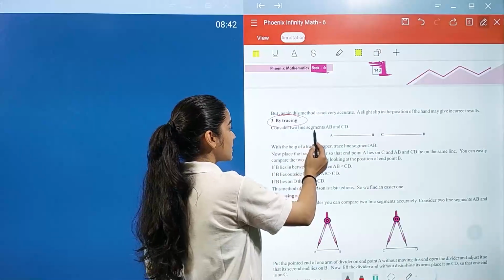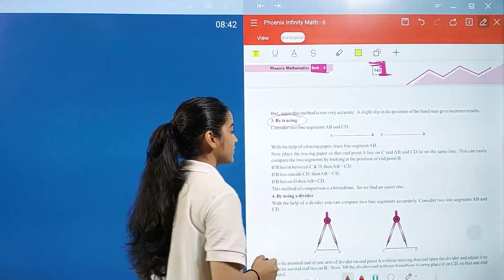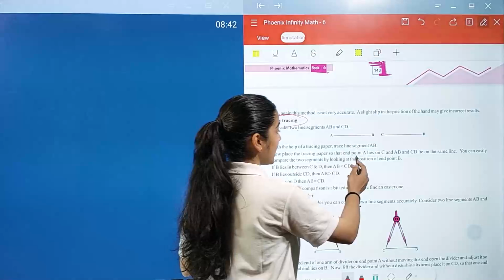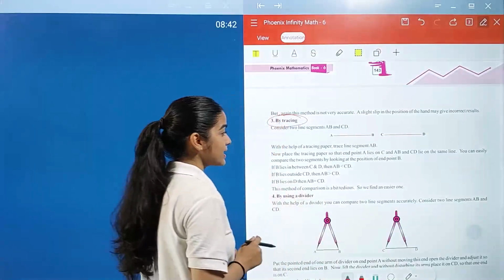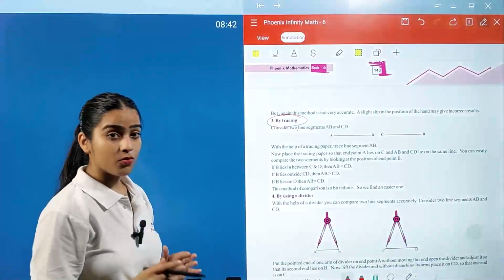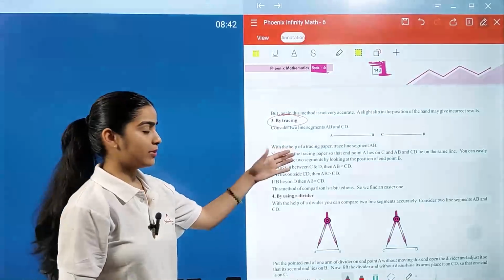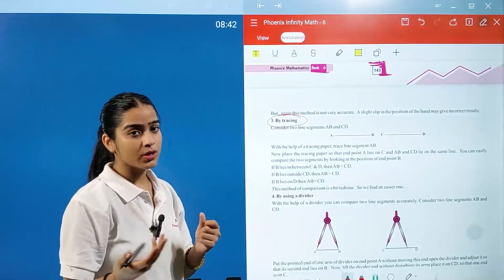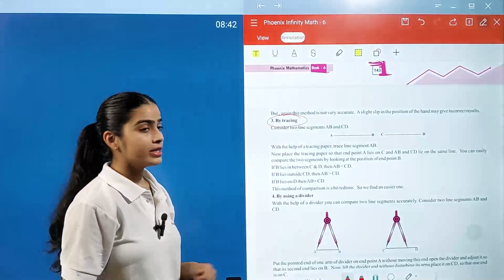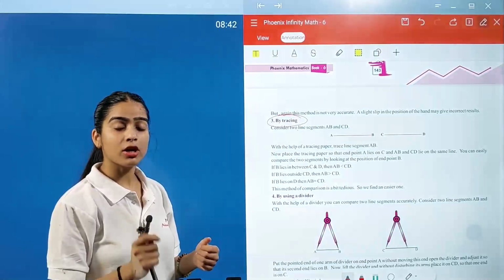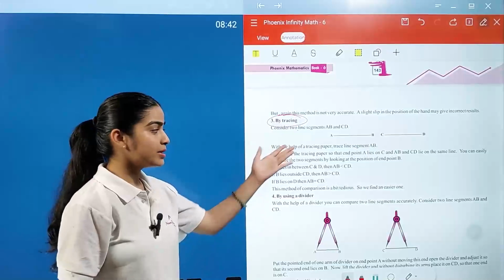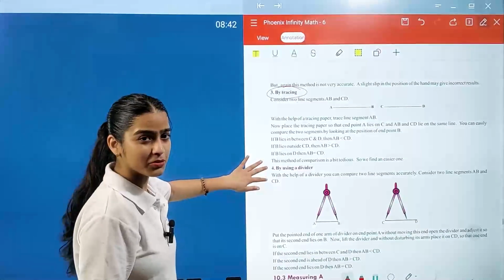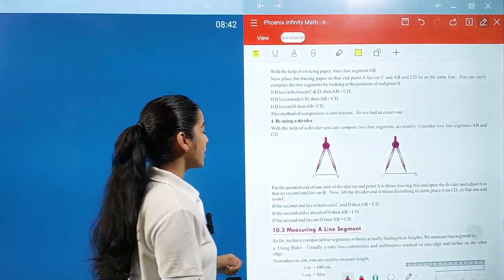Consider two line segments AB and CD. With the help of tracing paper, trace line segment AB. Now place the tracing paper so that end point A lies on C and AB and CD lie on the same line. When you overlap it on CD, if the line extends beyond CD, you can simply say that AB is greater than CD, or if it does not extend further, CD is greater than AB. I hope this method is clear to you, and it is a very easy method which we did in our earlier classes in a playful way.